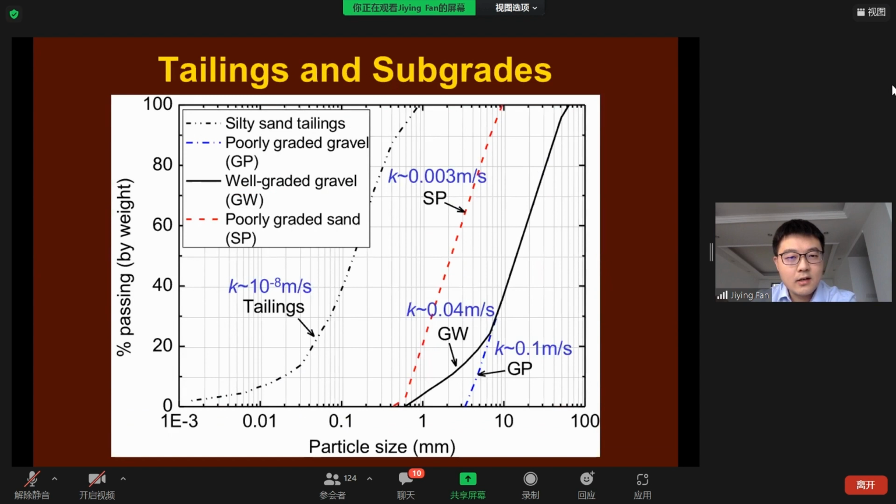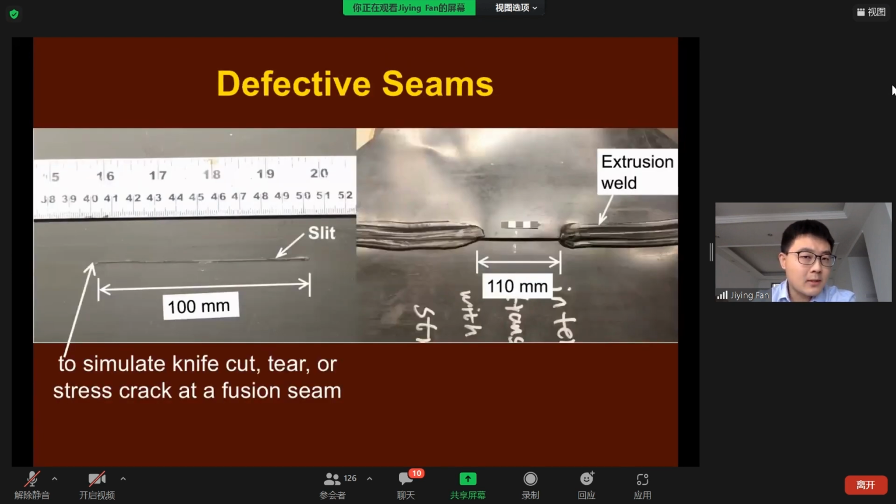The tailings examined here is silty sand tailings with 30% fines content. Three different subgrades, a poorly graded gravel, a well-graded gravel, and a poorly graded sand are examined here. And two types of defective seam are examined.